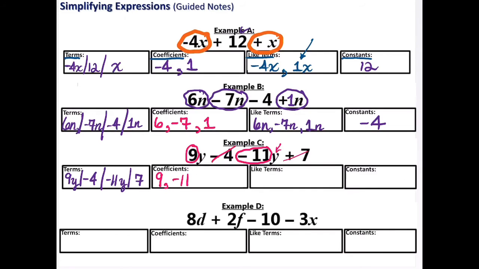Now the like terms, you might notice there's more than one pair. So for this one, 9y and negative 11y are like terms, as well as the constants, negative 4 and 7. For that particular example, we had 2 pairs of like terms, meaning you can add or subtract negative 4 and 7, and you can add or subtract 9y and negative 11y. Now for example D, why don't you go ahead and try this one on your own, pause the video, list them out, and then see if everything matches up with what I get.